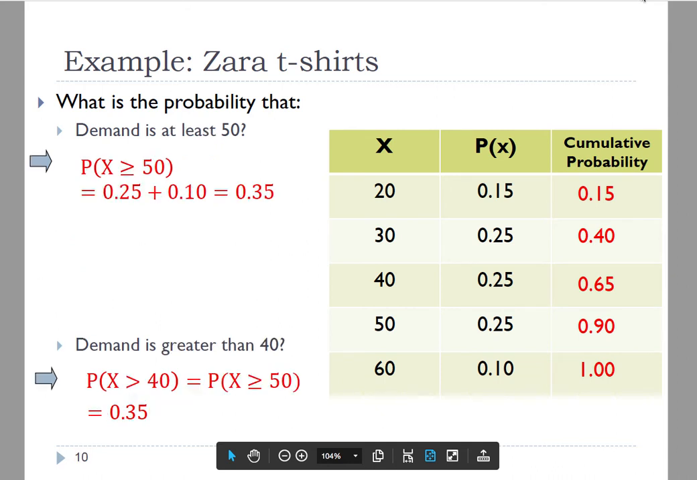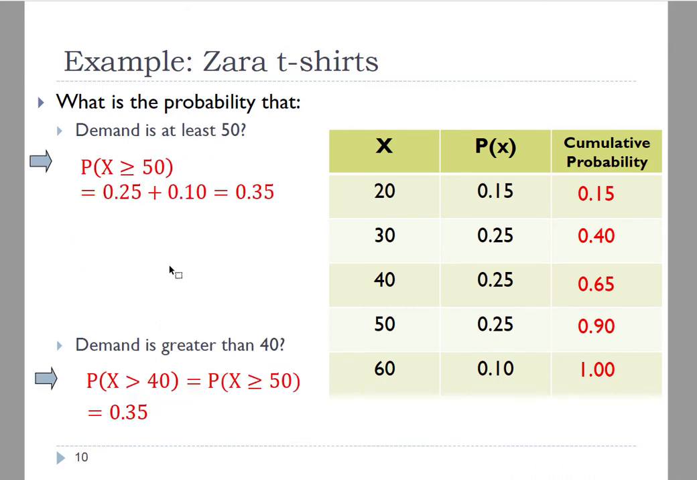All right. So what about if the probability that the demand is at least 50? That's going to be the probability of x being greater than or equal to 50. So I've got to include 50 and 60 here, right? So 0.25 plus 0.10, that's 0.35.